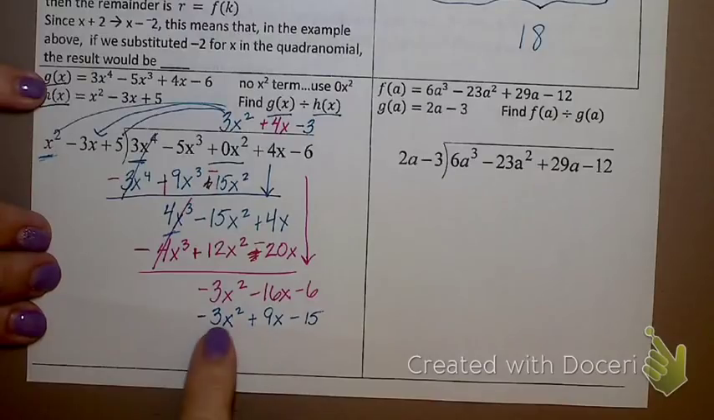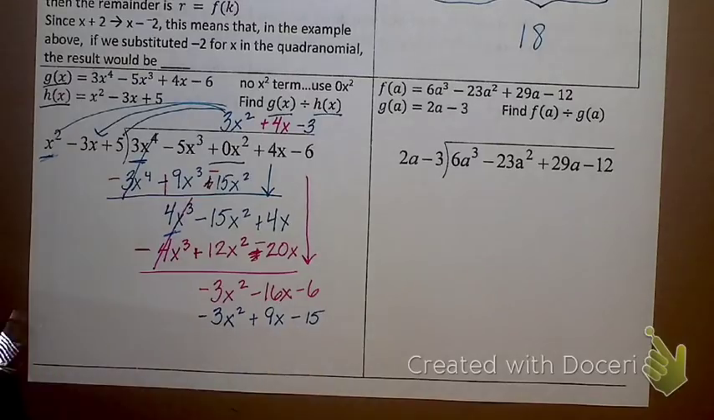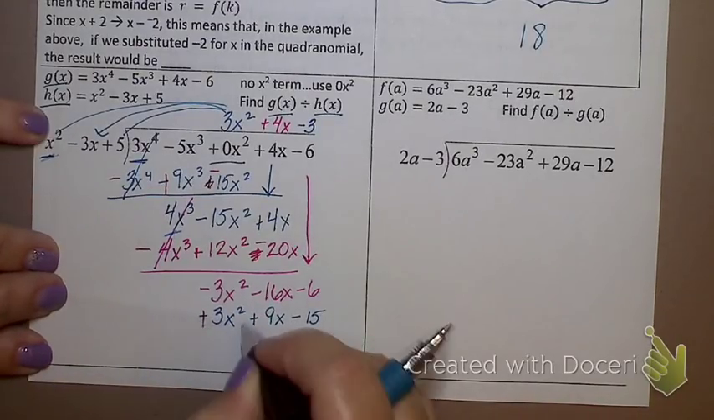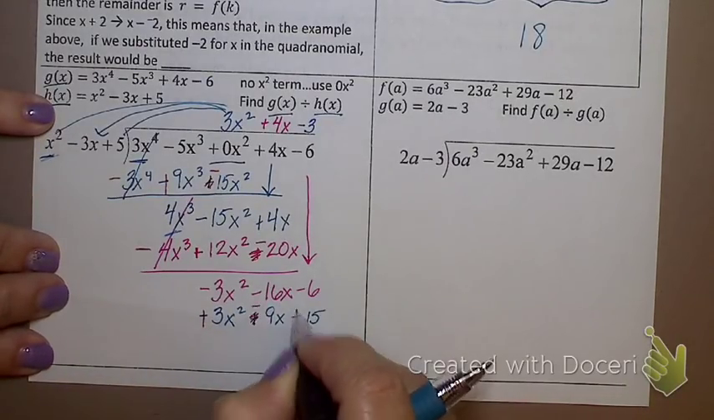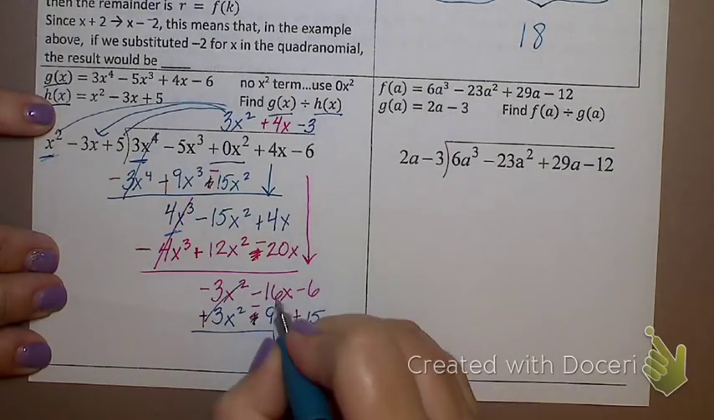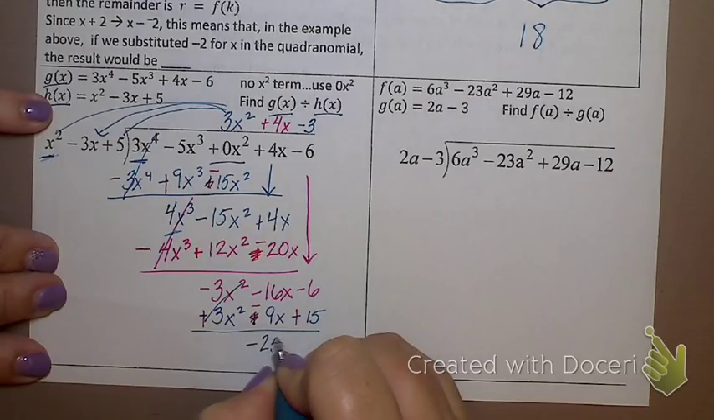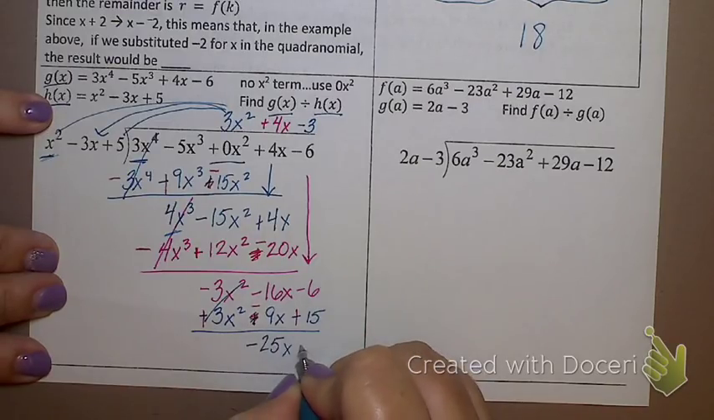Is that what you got for your three numbers? Negative 3x squared plus 9x minus 15. Change my signs. And let's see what I've got. Negative 16x minus 9x is negative 25x. And then negative 6 and positive 15 is positive 9.